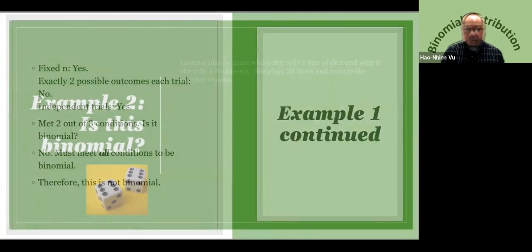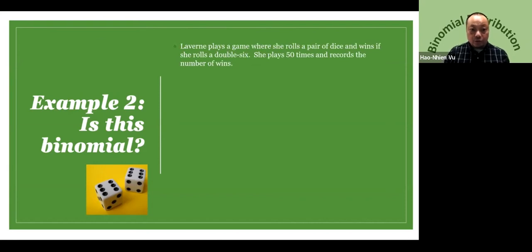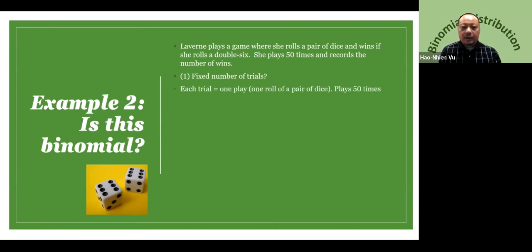Next example. Example 2. Laverne plays a game where she rolls a pair of dice and wins if she rolls a double 6. She plays 50 times and records the number of wins. Is this binomial? Let's go through the conditions. Number 1, is there a fixed number of trials? Well, think about what is a trial in this context. In this context, each trial is 1 attempt by Laverne. So each trial is 1 roll of a pair of dice. Each trial is 1 play, and she plays 50 times. So yes, the number of trials is fixed at n equals 50.